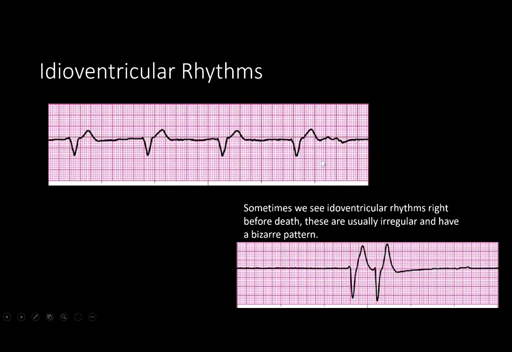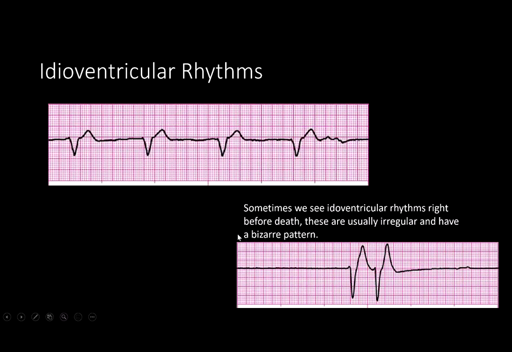Here's just some examples of some different idioventricular rhythms. These are both 6-second strips, so I can just do my 6-second technique. 1, 2, 3, 4. So this would be a ventricular escape rhythm at 40 beats per minute, or you could call it an idioventricular rhythm at 40 beats per minute.